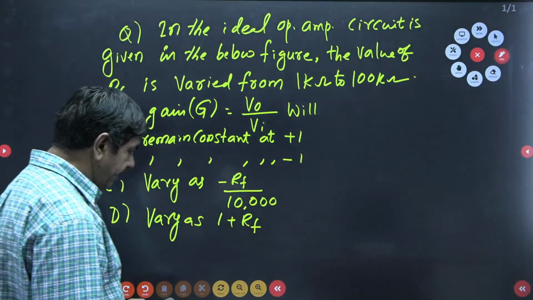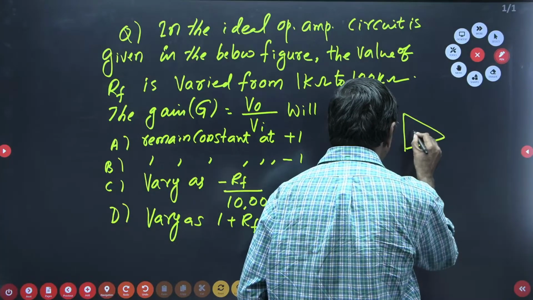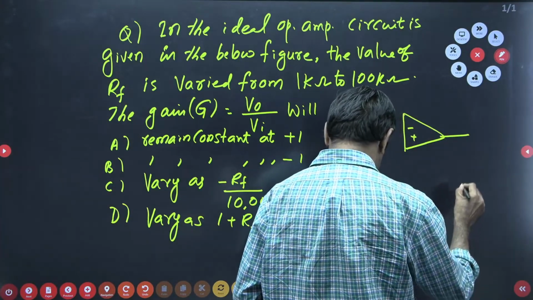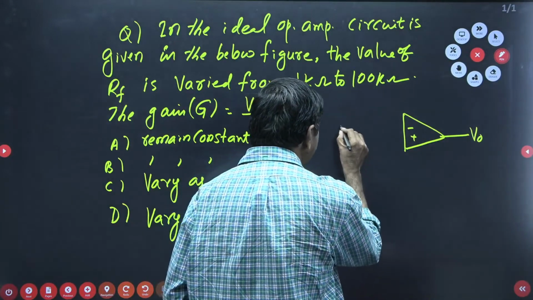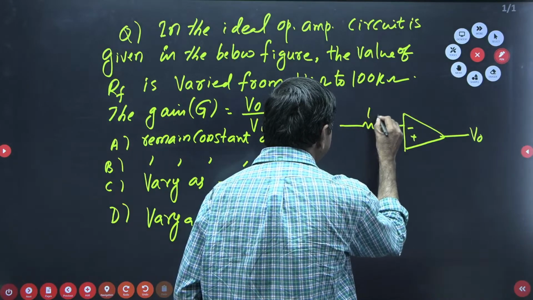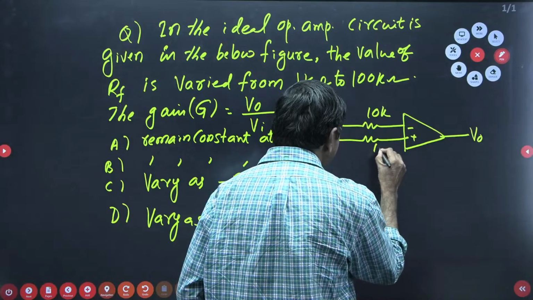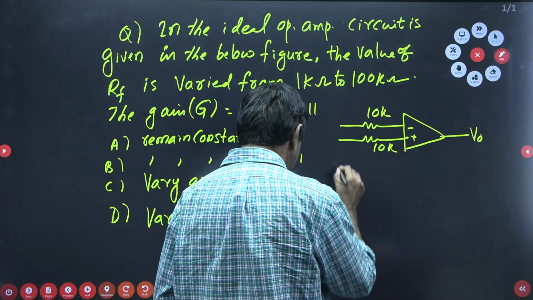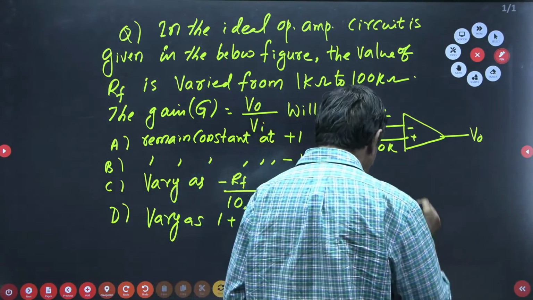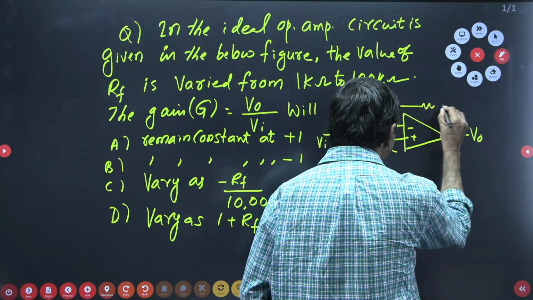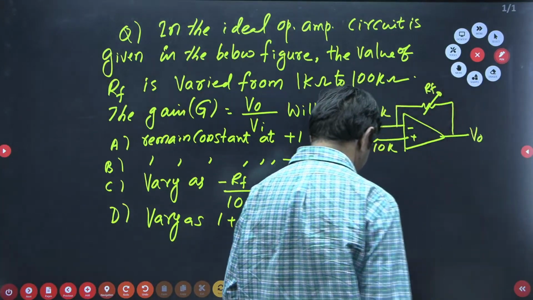And here the network is given like this. There is an op-amp minus and plus. This is given with V naught, and here given with 10K resistor, and here given 10K. This is 10K. This is connected to VI, and here given RF variable. This is the given problem. This is RF.